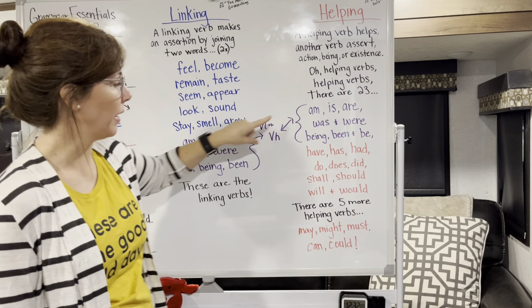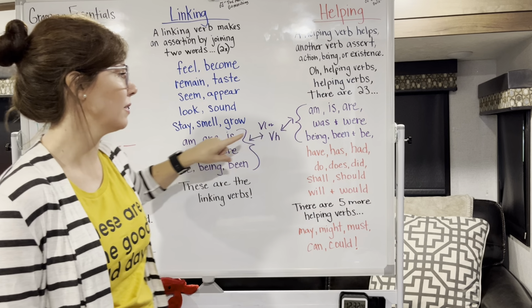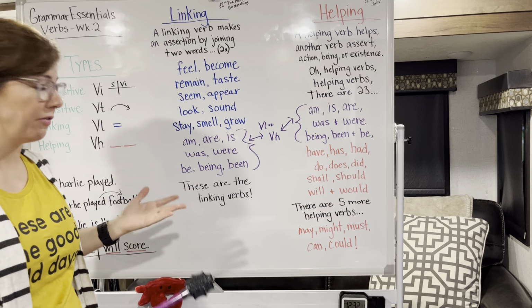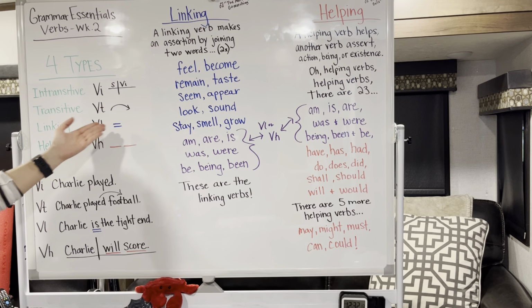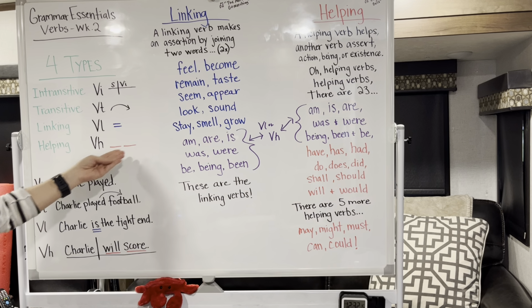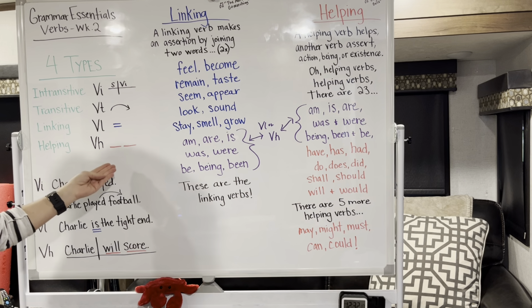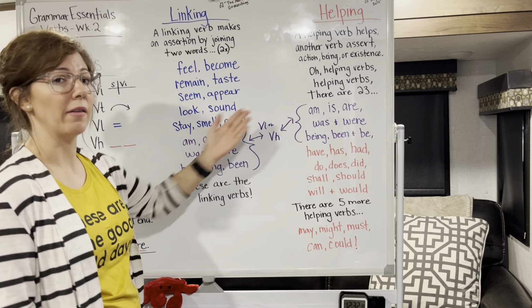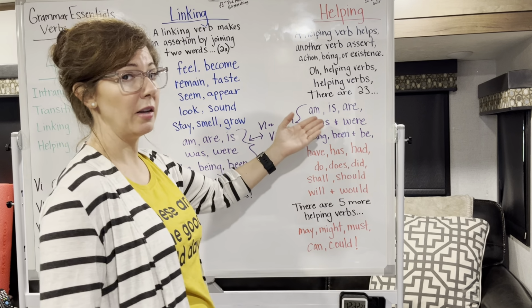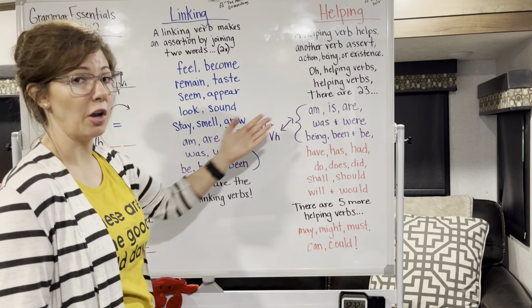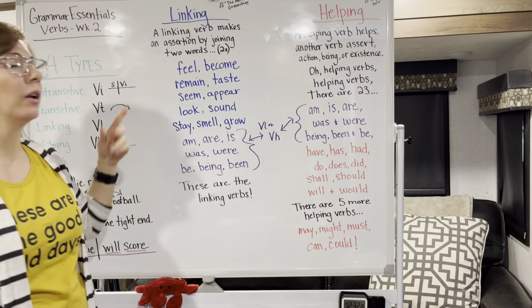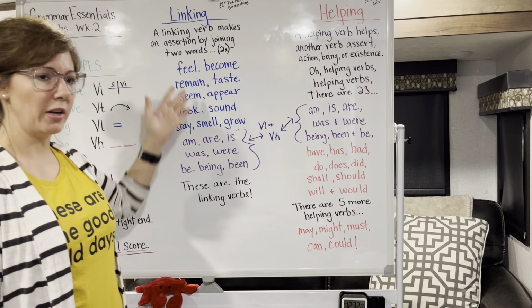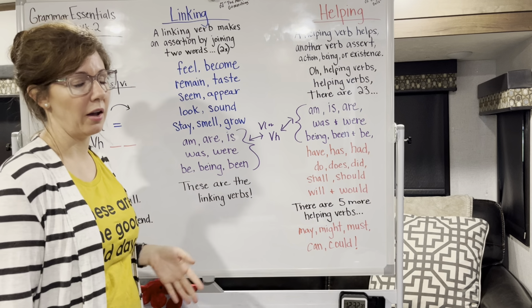So these can be linking or helping. When you see them in a sentence, you're going to have to look at that sentence and figure out, are these renaming and connecting, or are there 2 verbs here and one's helping? And then you'll know whether you have a linking or a helping verb, because these could be seen or found in a sentence going either way. Okay, we're going to sing our memory song for our linking verbs.